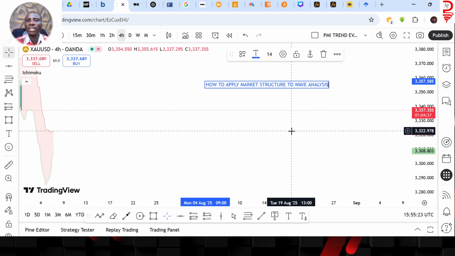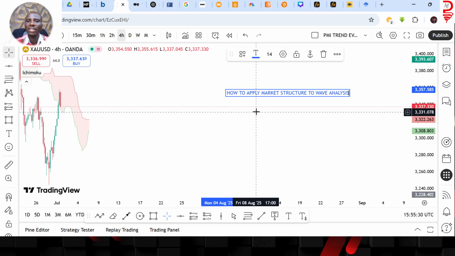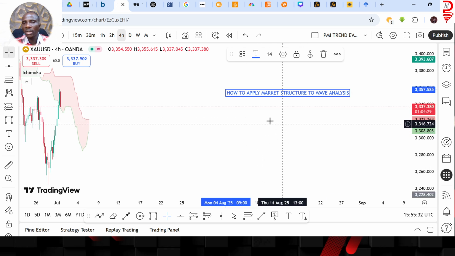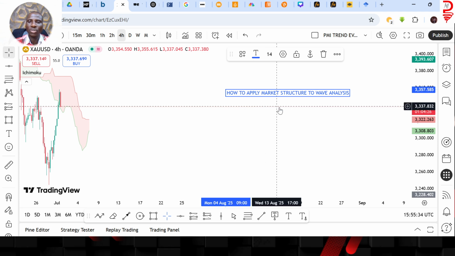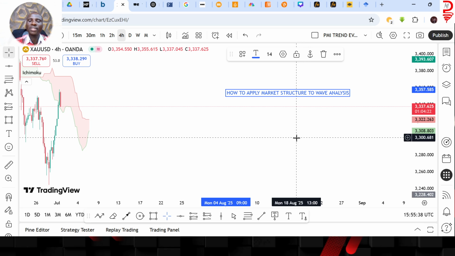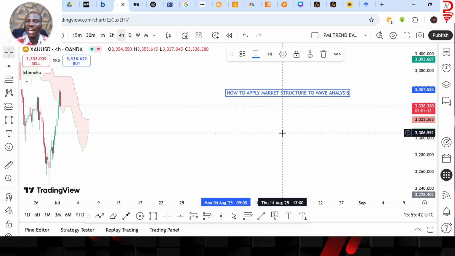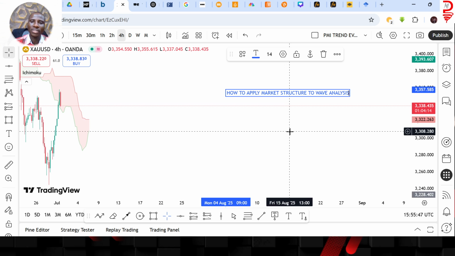So now in trading the wave, there is a way you apply market structure. It's very important that you come to terms with the application of market structure when it comes to wave analysis, because market structure is very central in any analysis you want to do as a trader. Whether you're a stock trader or you're a forex trader, understanding the market structure is very important.